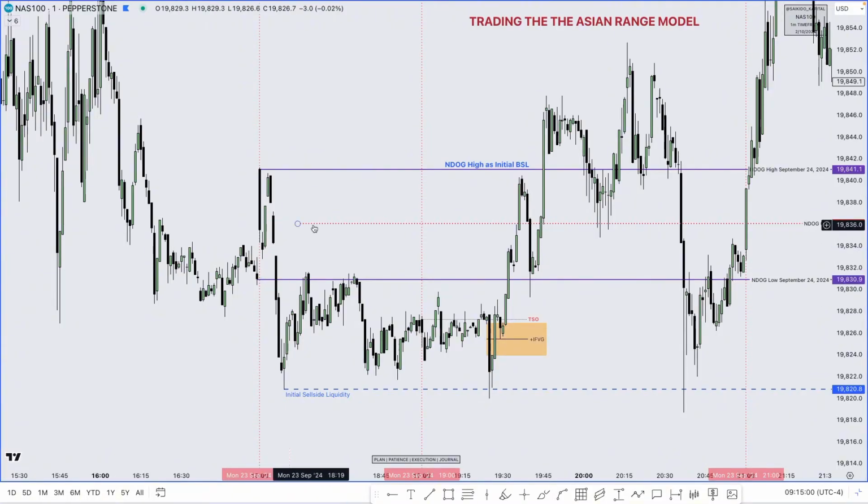You can take a partial at the CE, but this is your best case terminus, which is the initial buy side. So the new day opening gap high is an initial buy side liquidity in this case, because the highest high is actually the opening at 6 o'clock. So that's your target right there. So this is the trade. Okay, this is an ATM machine.